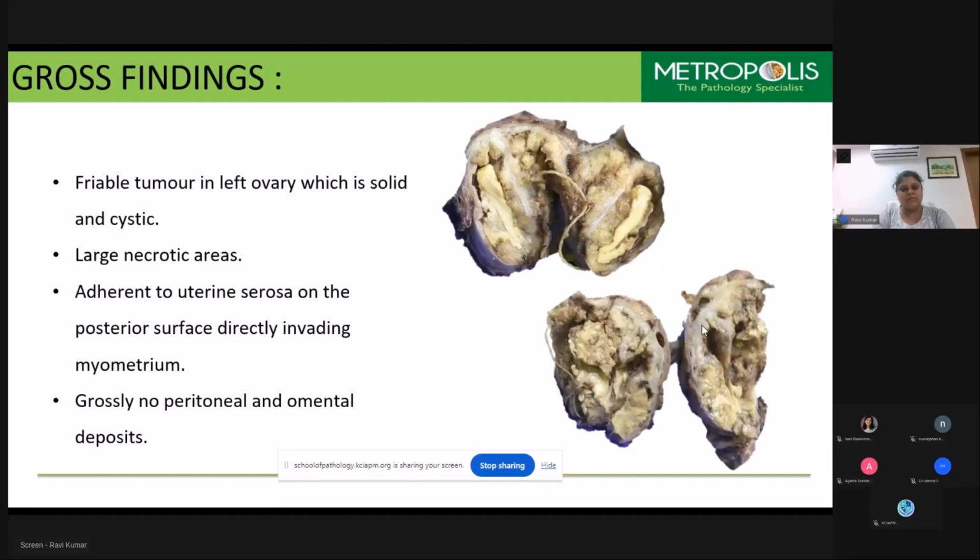On gross, this was a friable tumor in the left ovary, which had a solid and cystic appearance. There were large areas of necrosis. That is, these yellowish areas which you can see are the large necrotic areas. It was adherent to the uterine serosa and directly invading the myometrium. The endometrium, however, was free. Grossly, there was no peritoneal or omental deposit seen.